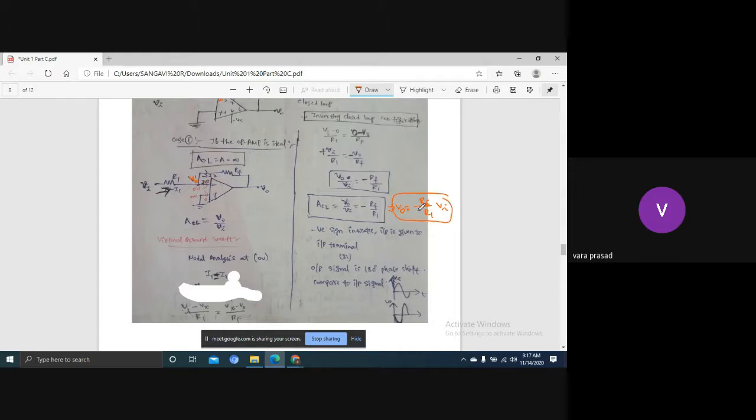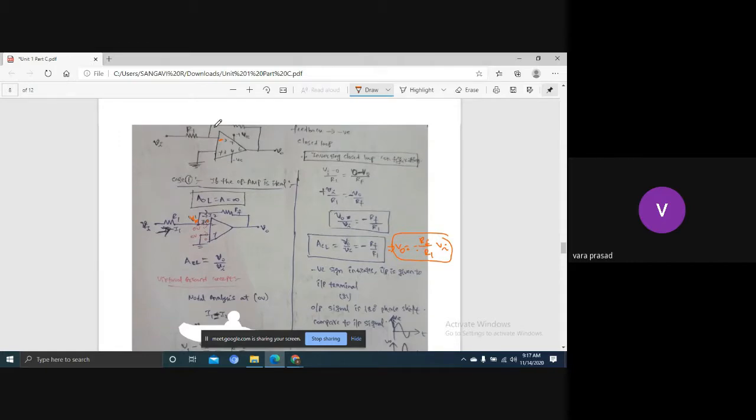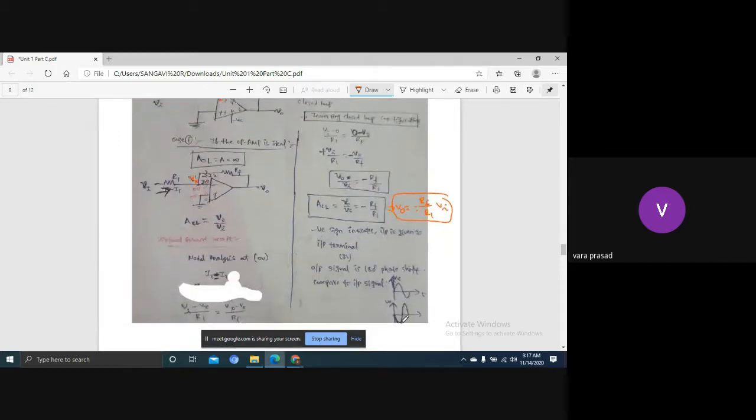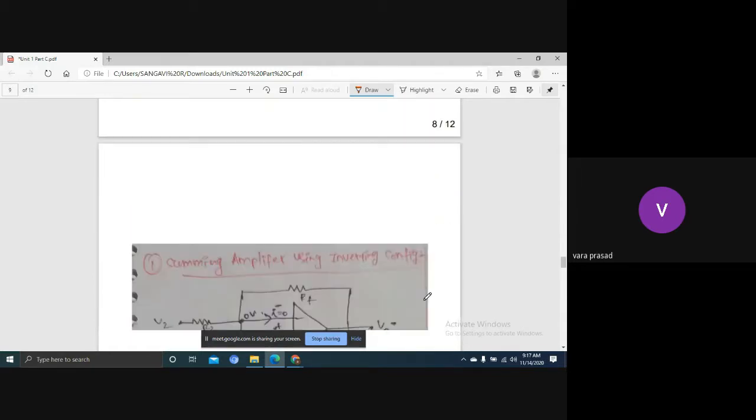Here the output we are getting negative, because why? We are applying the input at the inverting terminal. That's why in the output we are getting a phase shift of 180 degrees. Phase shift is 180 degrees.